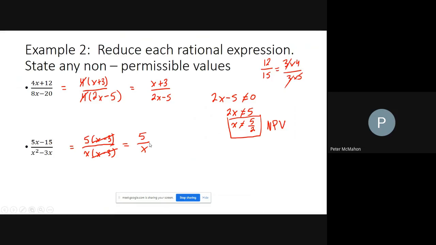Now, when we're looking at the non-permissible value, we're looking at the entire denominator. Originally, x minus 3 was a part of our denominator. So what makes my denominator 0? First of all, if x is 0, I have 0 times 0 minus 3, which is 0, so x cannot equal 0. But also, for x minus 3, if x is equal to 3, it makes that part equal 0, which would be 3 times 0, which also equals 0. So I have two non-permissible values: x is not allowed to equal 0, and x is not allowed to equal 3. And here's my reduced rational expression for this one.